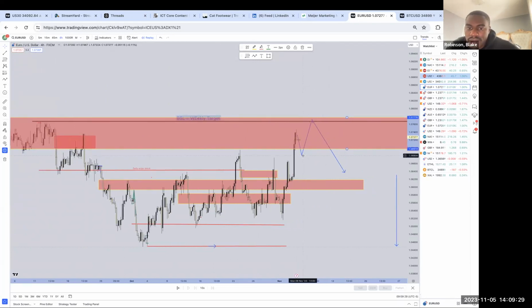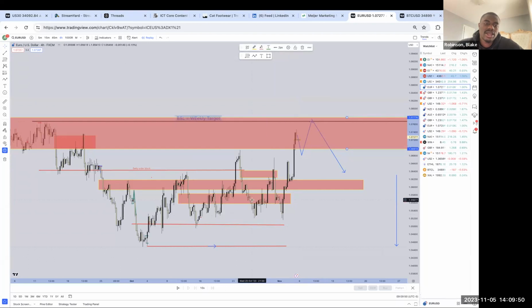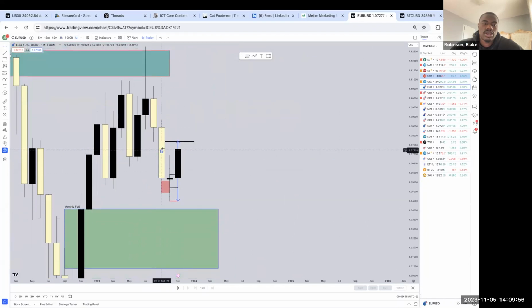So again, I would love to be a buyer somewhere between 1.071 and 1.068 if price allows itself, if we're looking at our kill zones and our time frames, to trade back into this zone right here. And then at that point, we'll see what happens. Based on higher time frame analysis, that monthly, I would love to see price just fall over out of this zone.